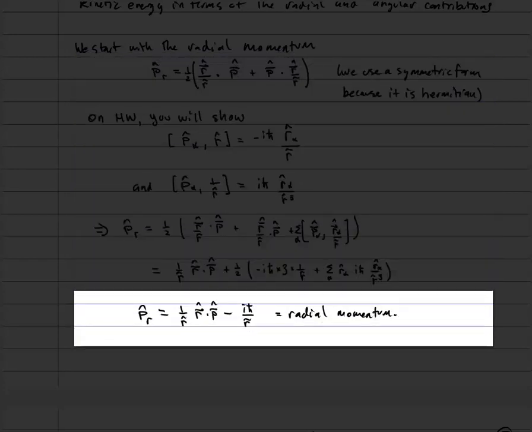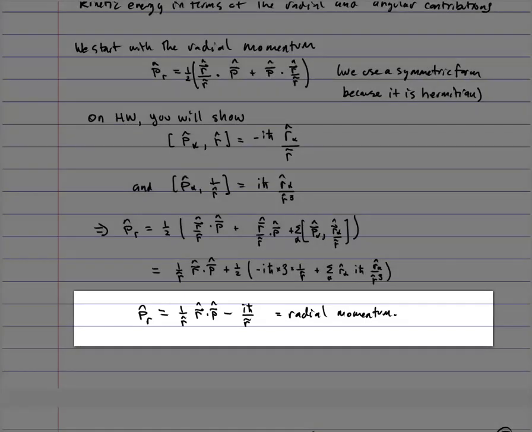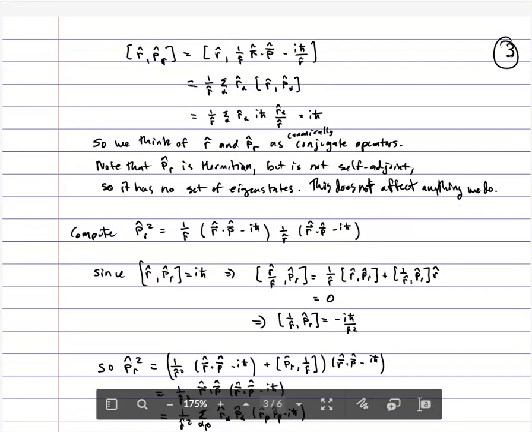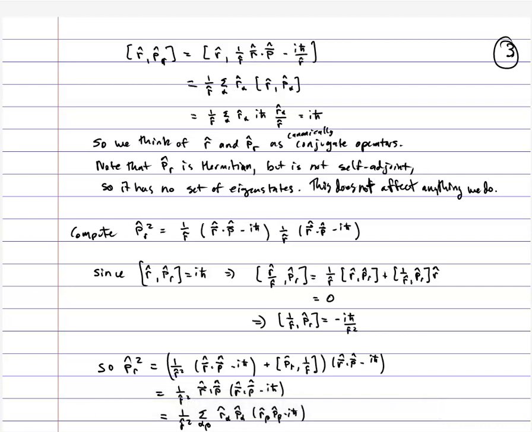So the radial momentum is 1 over r hat, r vector operator hat dot p vector operator hat, minus i h bar over r hat. And that is the radial momentum. You can verify by taking the dagger of that that it is a Hermitian operator. But it turns out it is not a self-adjoint operator, and I'll have a little bit more to say about that after we go through the canonical commutation relation.